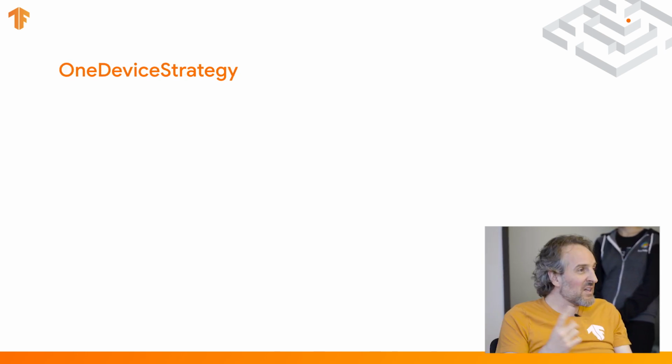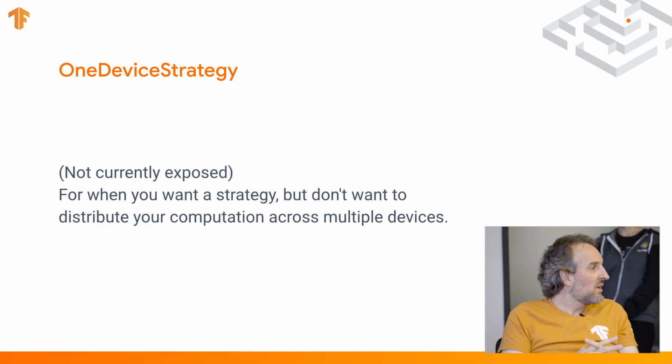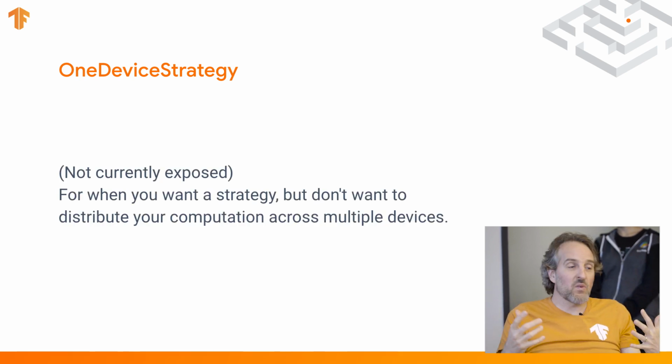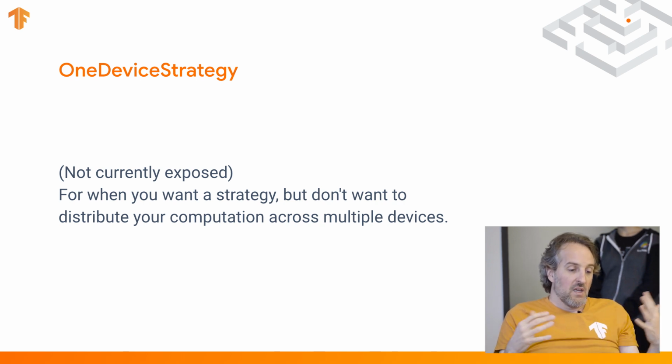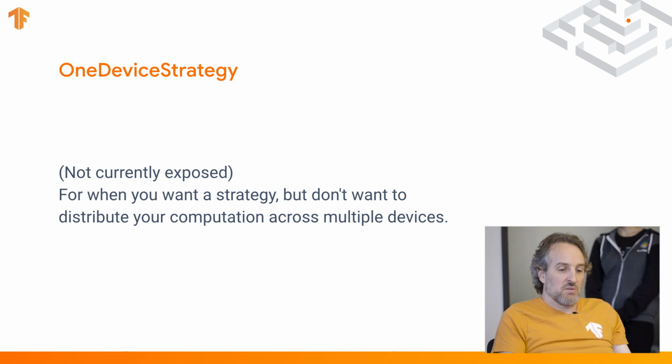Last strategy is OneDevice Strategy, which we currently don't expose, but is good for when you want to supply a strategy to a function that's going to open that strategy scope, and you want it to work in a distributed context and also in a non-distributed context.